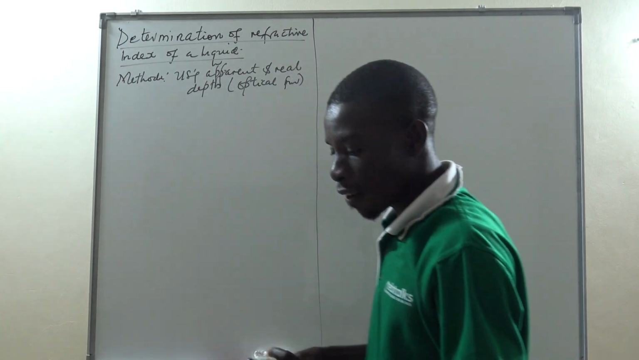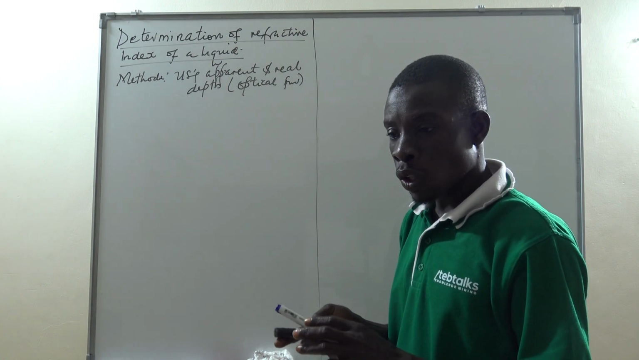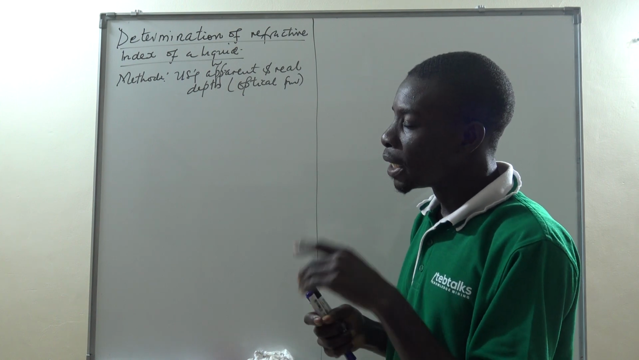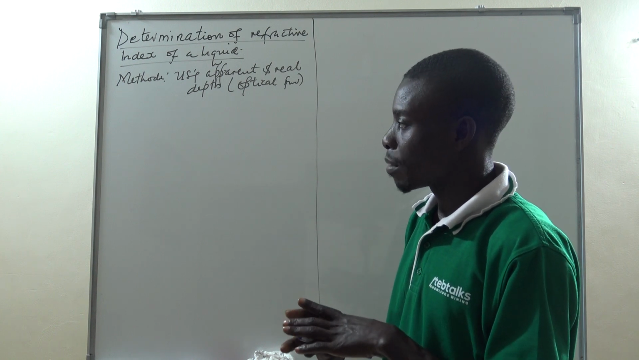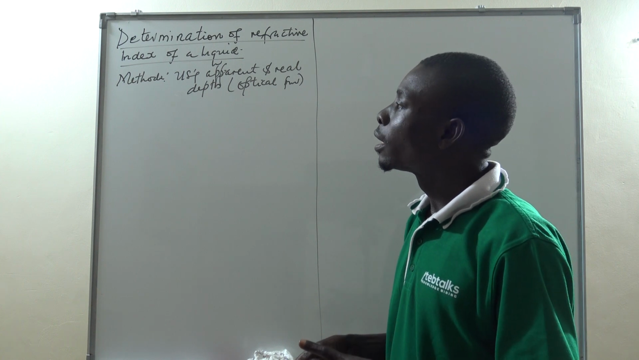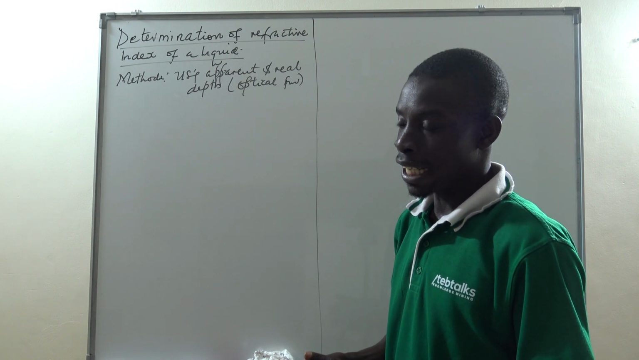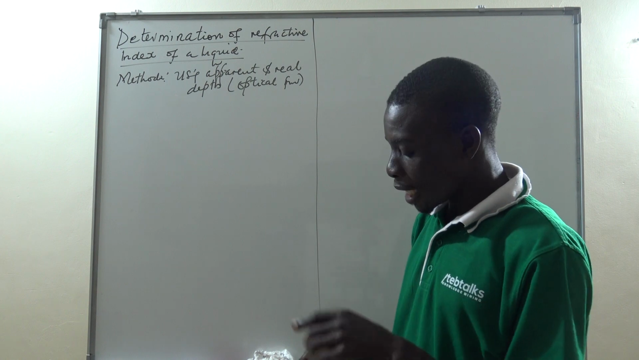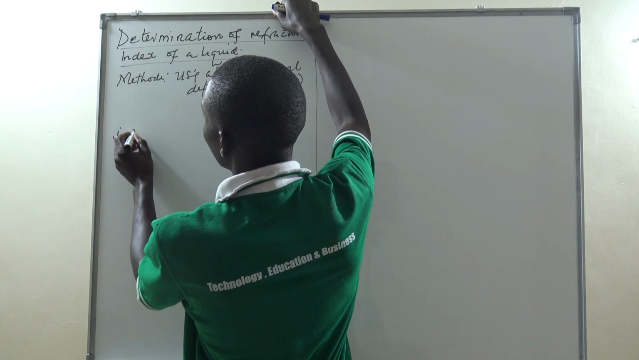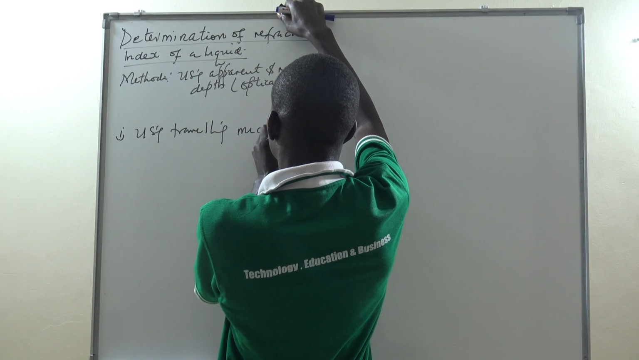So we had looked at determining refractive index of a liquid. We looked at using a concave mirror where you put some liquid in the concave mirror and then make some adjustment. That was method 1. And then method 2 is the apparent and real depths method. And under this apparent and the real method, there are two. There is using traveling microscope. That one we covered it.